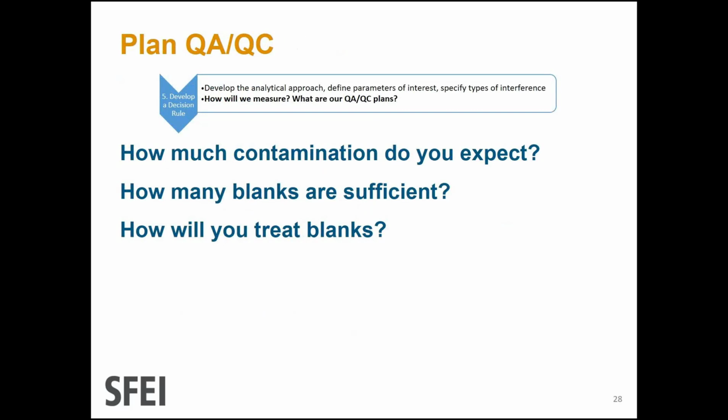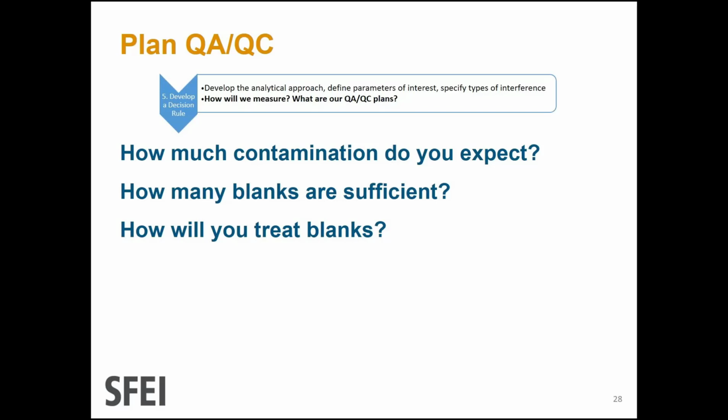For quality assurance and quality control, a big part of this is blanks, both field blanks and laboratory blanks, which Diana and Chelsea will talk about more later. Thinking about how much contamination you expect will tell you how many blanks you need, and also how many are sufficient to distinguish between contamination and your actual environmental concentrations. Part of this is also thinking about your statistical analysis. How are you going to include your blanks in your analysis?